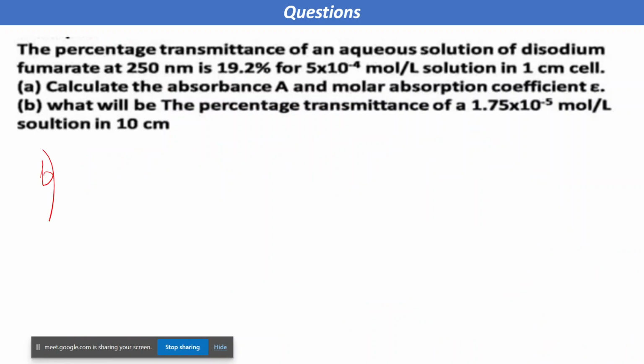Now for the second part, what will be the percentage transmittance? Concentration is given and path length is given. Now you have to calculate the percentage transmittance. So how will you solve it? Log inverse of absorbance. Correct. Just apply the formula and tell me the percentage transmittance. 0.144. Wrong. They ask me the percentage transmittance.